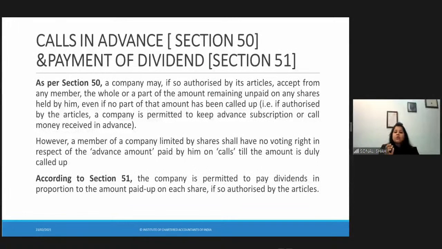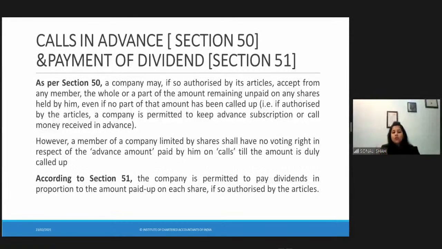In that case, where the amount unpaid on the shares is paid in advance, the person has a right to receive interest on the amount paid in advance, but he will not have a voting right on the amount paid in advance. His voting right will only be proportional to the amount paid as per the calls.